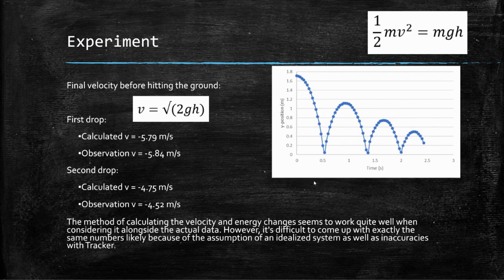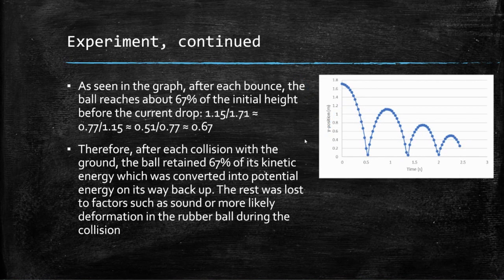Now moving on, as you can see in the graph, after each bounce, the ball reaches about 67% of the height that it was at before the last collision with the ground. So after each collision with the ground, the ball retained 67% of its kinetic energy, which was then converted into potential energy on its way back up. The rest was lost to factors like sound or likely deformation in the rubber ball during the collision. So the ball is actually going to lose a third of the energy that it has just during that collision. That's why it's obviously going back up less height each time.